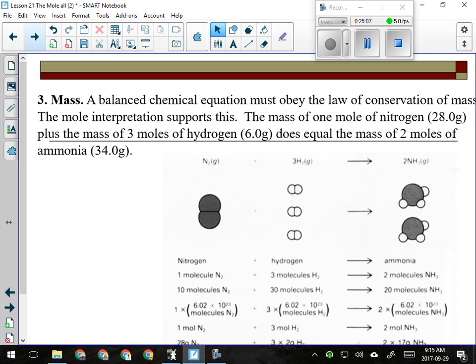All right, then we talked about mass as well. The numbers don't necessarily mean 3 times as much mass. The mass is calculated independently.